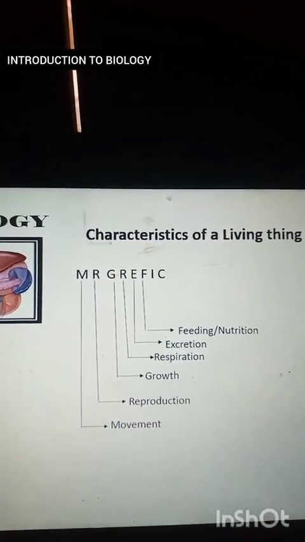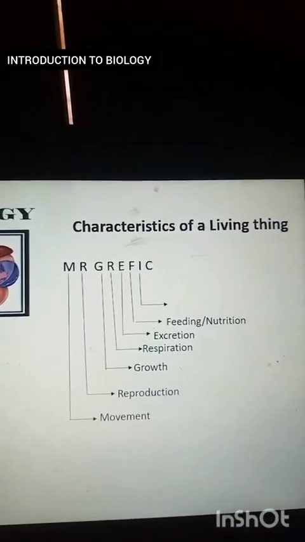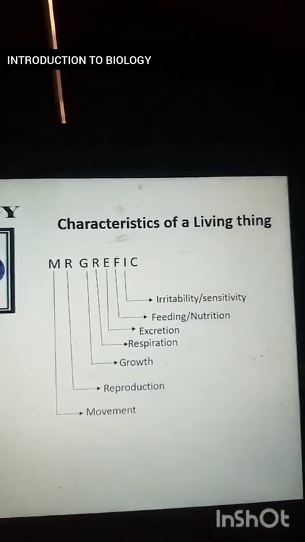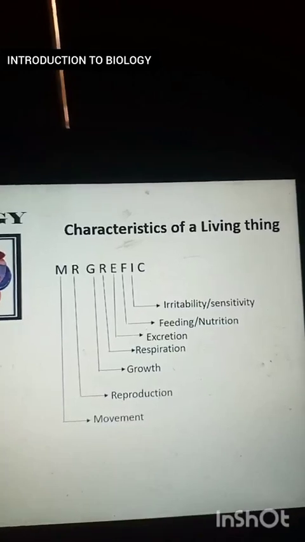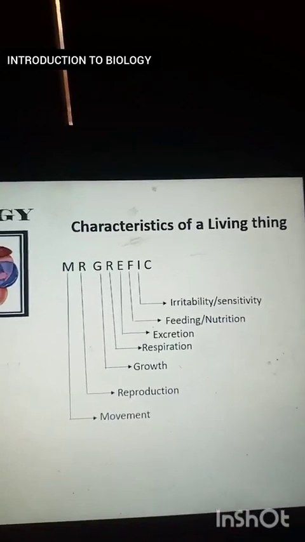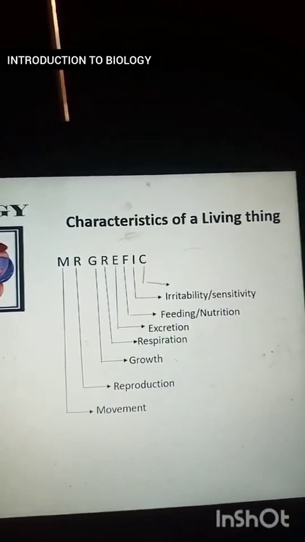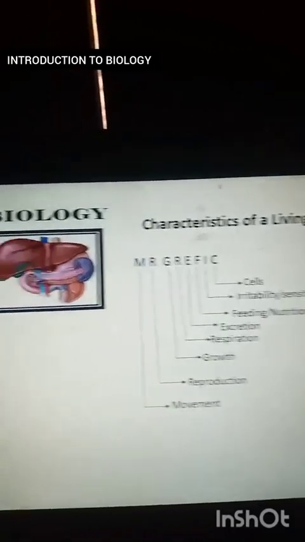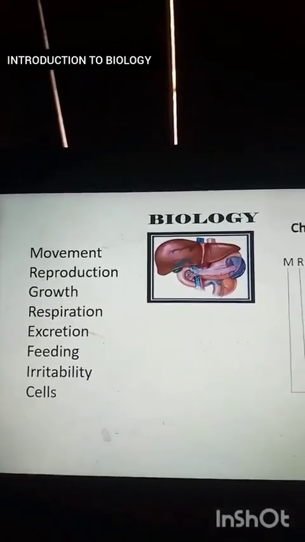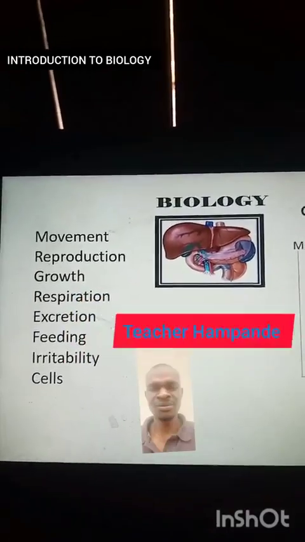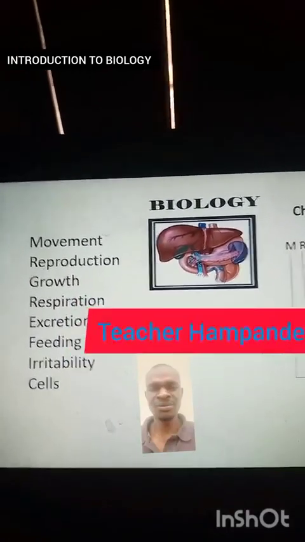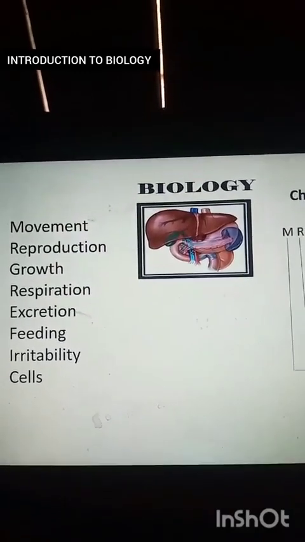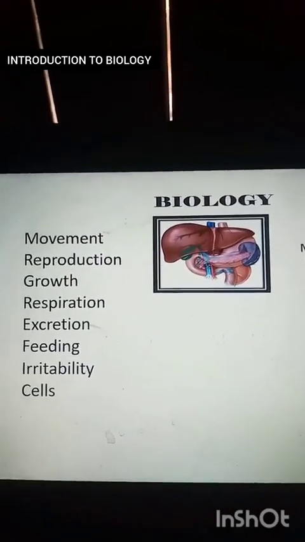Then we also have the letter I, which stands for irritability or sensitivity. And then we have the last characteristic, which is C, which stands for cells. So these are the 8 characteristics of living things or organisms. Without these, we would categorize that thing as a non-living thing, that is, an inorganism.